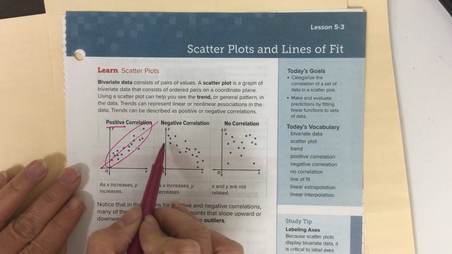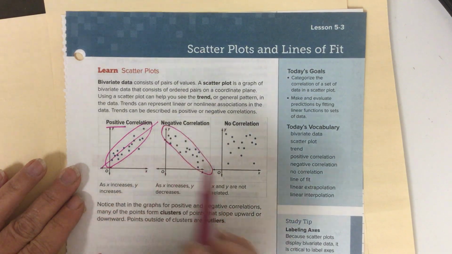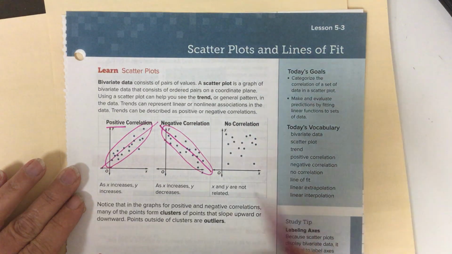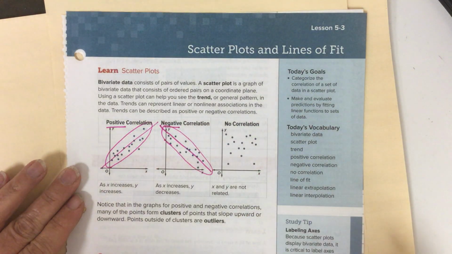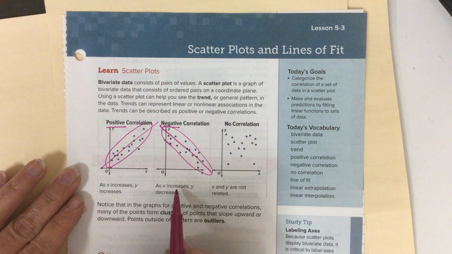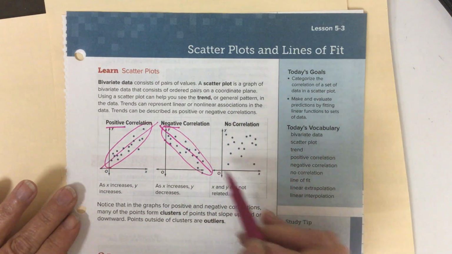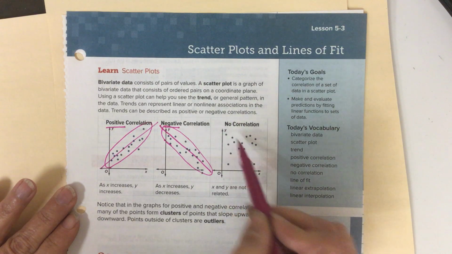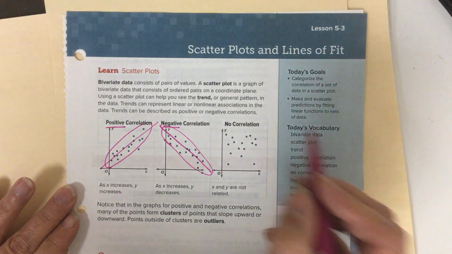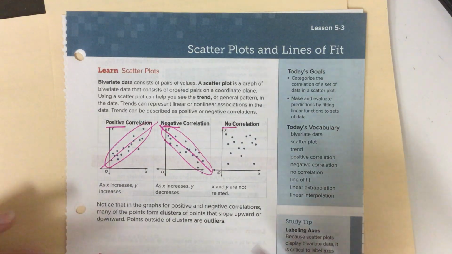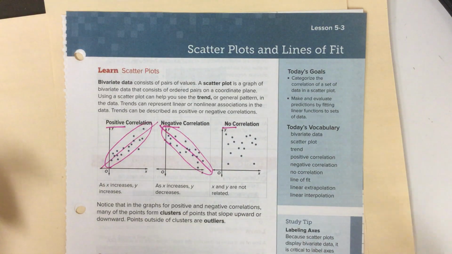You could have something like this that would have a negative correlation. So we could draw a line through there that would have a negative slope. So we would say it has a negative correlation, which means as x increases, y decreases. Or you could have something like this where you can't draw a line through it. It's just scattered everywhere. And so you would say that there is no correlation. One doesn't really predict the other one, okay?